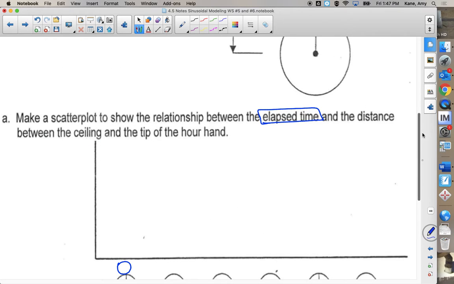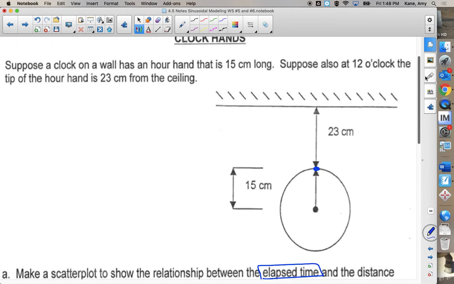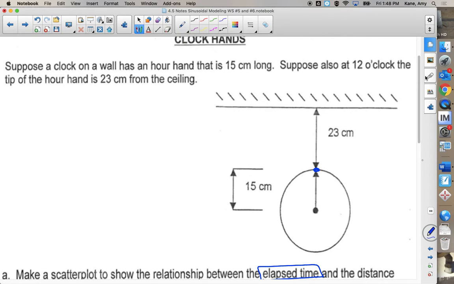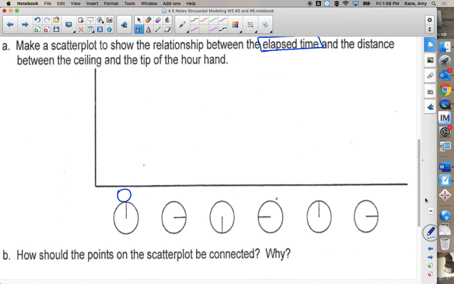At the initial value of 0, what is the distance from the tip of the hour hand to the ceiling? Well, 23 centimeters. So I'm going to put a point that corresponds with 0 and 23 centimeters. How much time has passed at my next diagram? 3 hours. Remember, this represents time passing. So it's hours. So this is 0 hours, no time has passed.